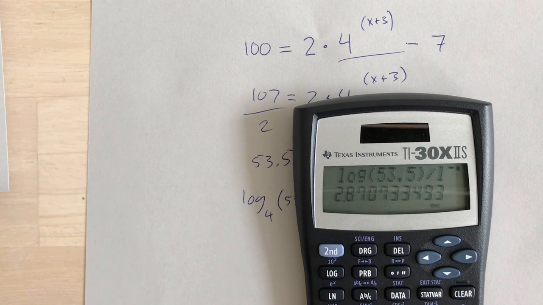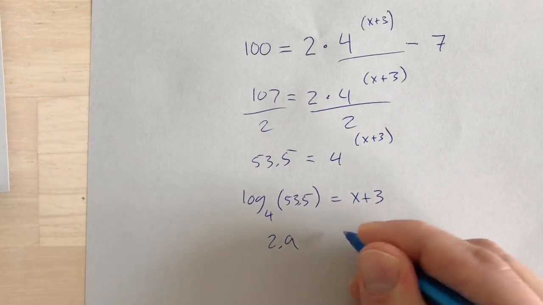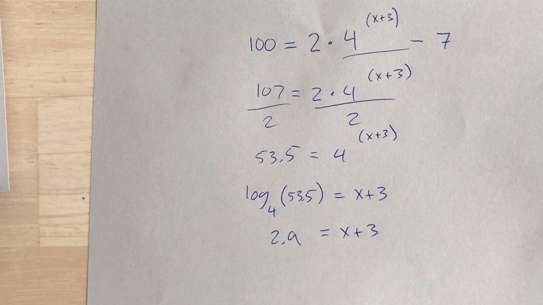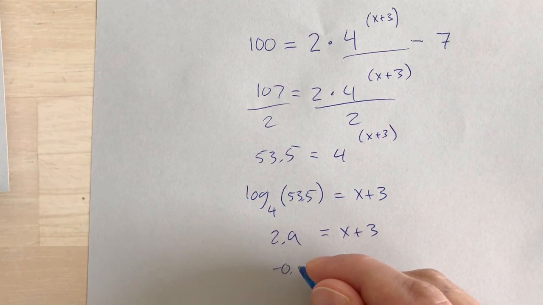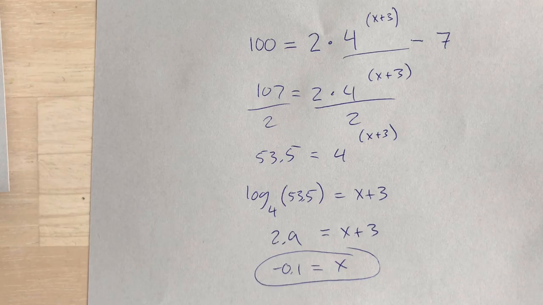Which looks to be, what, 2.9-ish? And then last but not least, I've got to just subtract 3 to get x by itself, and that would be the end of the problem. So 2.9 minus 3 is going to be roughly about negative 0.1, and that would be the answer to that problem.